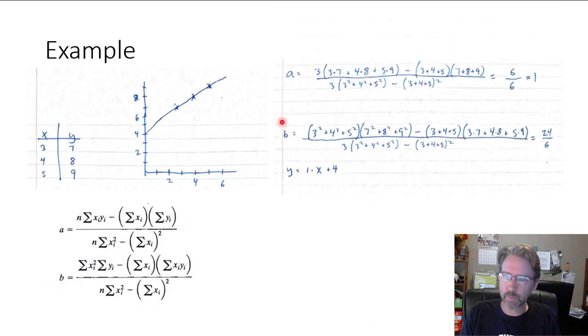If we write them out, we get n times the sum of xy, minus the sum of x's times the sum of y's, divided by n times the sum of x squared, minus the sum of the x's quantity squared. So that gives us an a of 1. And a similar kind of equation for b, with the same denominator, we get 4. So that says that y equals 1 times x plus 4, and that makes sense. Y equals x plus 4. You can see it right here in the data.